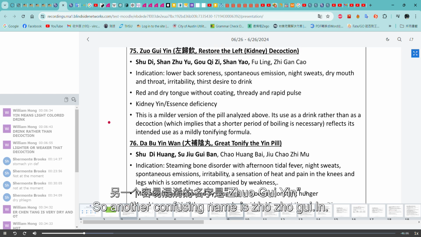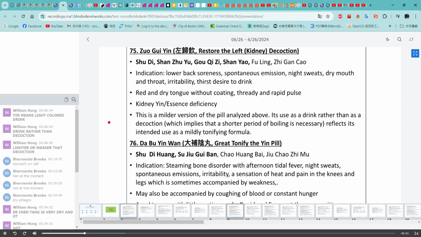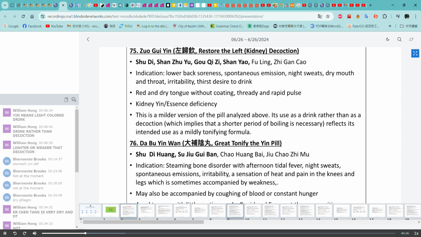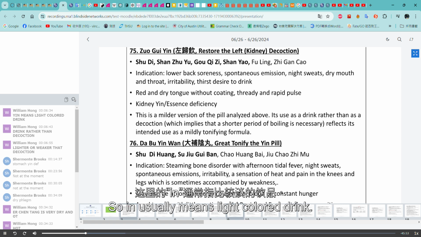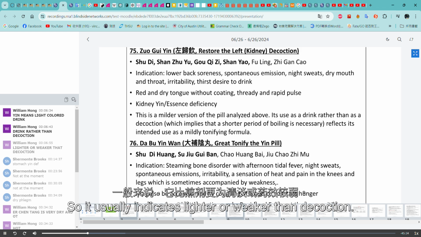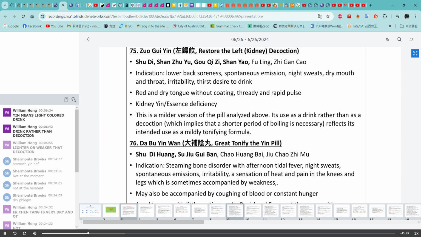So another confusing name is Gui-in. Previously, 74 was Gui-1. So in usually means light colored drink. So it's just a drink rather than a decoction. So it usually indicates lighter or weaker than a decoction.